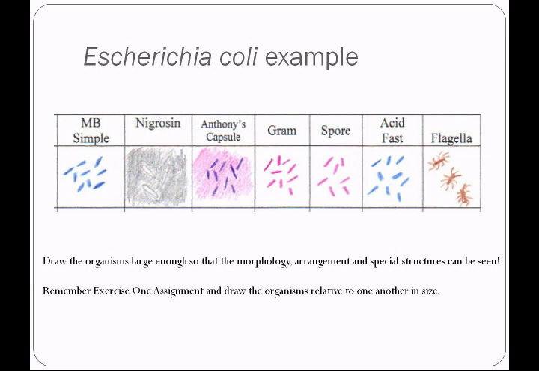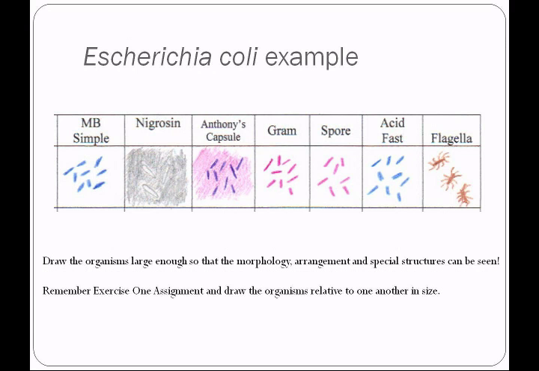Here I give you an example of Escherichia coli. Escherichia coli is not one of the organisms that you are looking at, but this is how E. coli would look in each of these stains. Now, I'm not saying I would actually do any of these stains on Escherichia coli, but I would like you to apply your knowledge here and think about what it would look like if I did this stain. First, remember the methylene blue simple stain. That's going to show us the morphology and the arrangement.